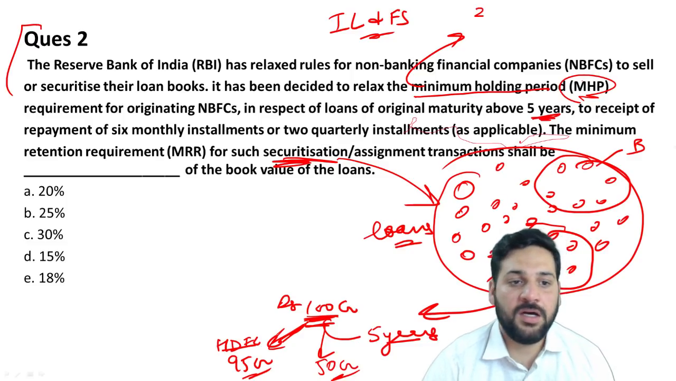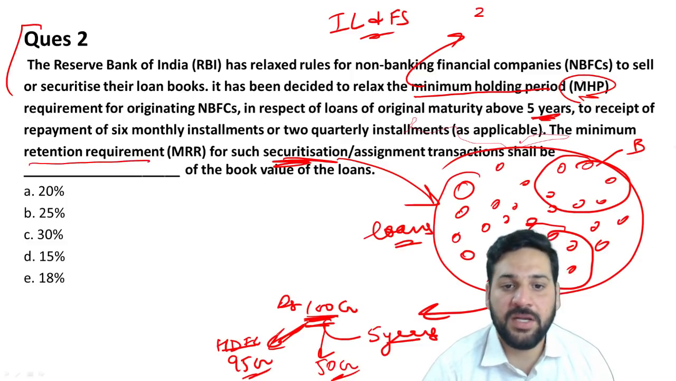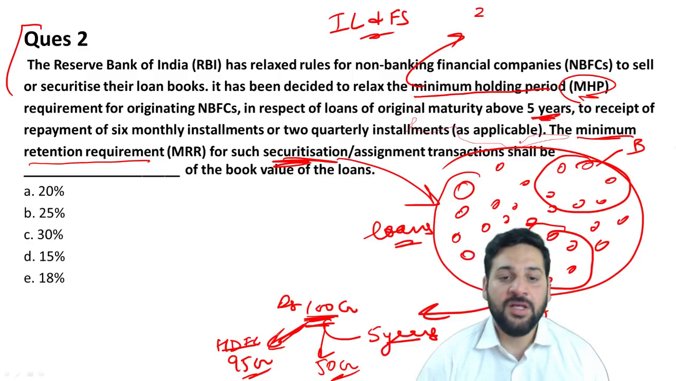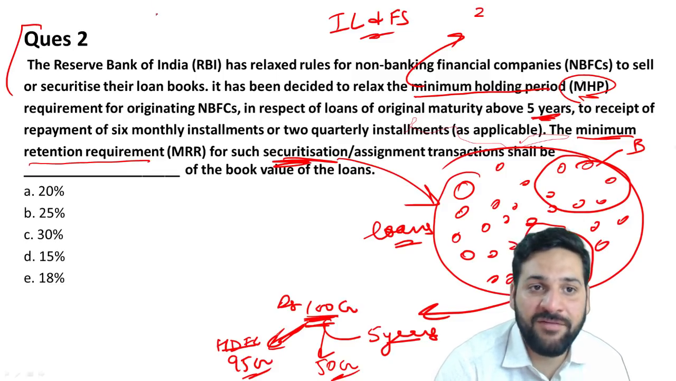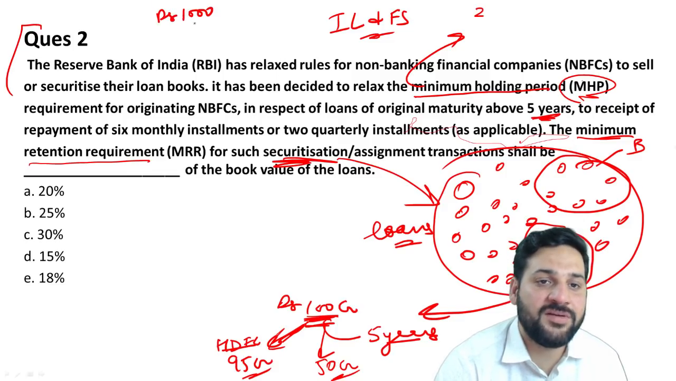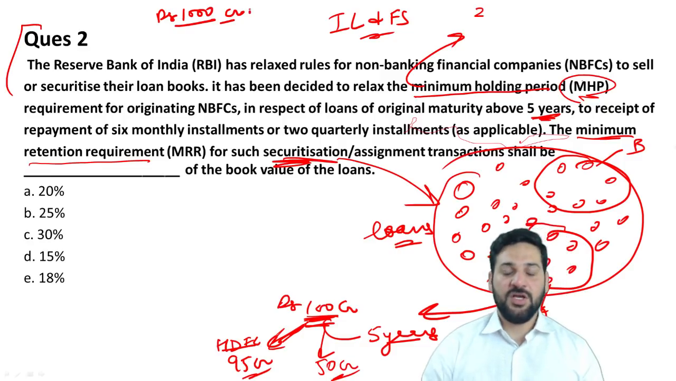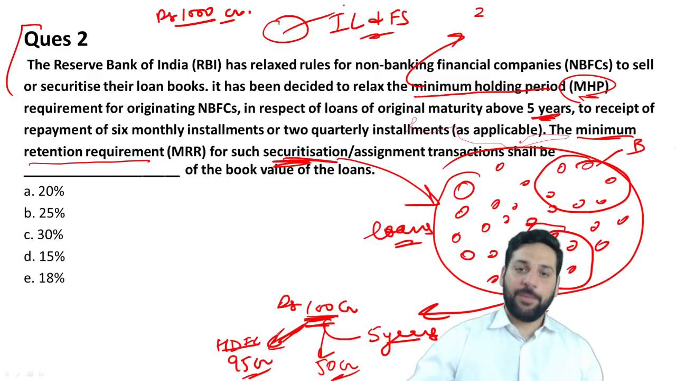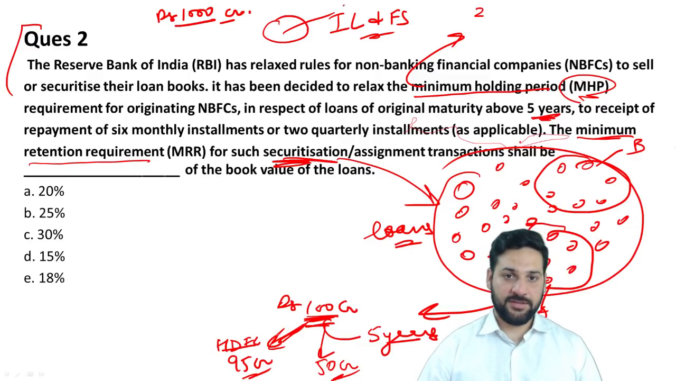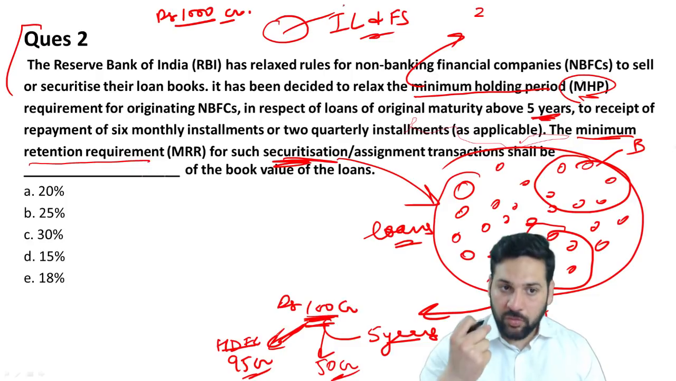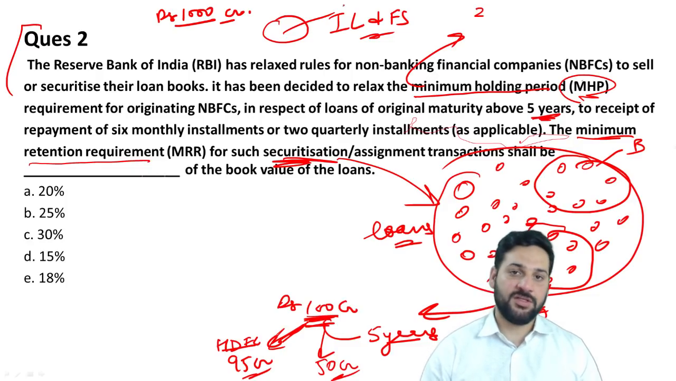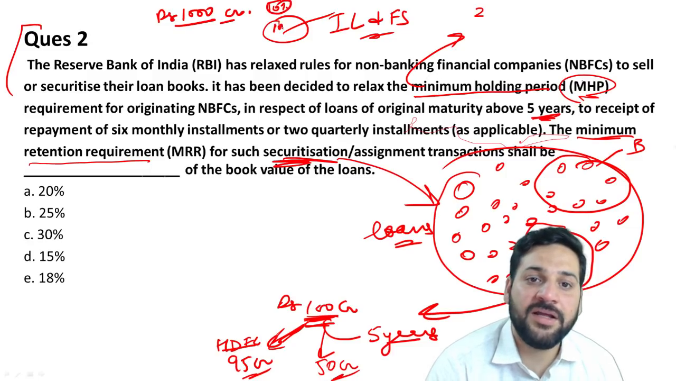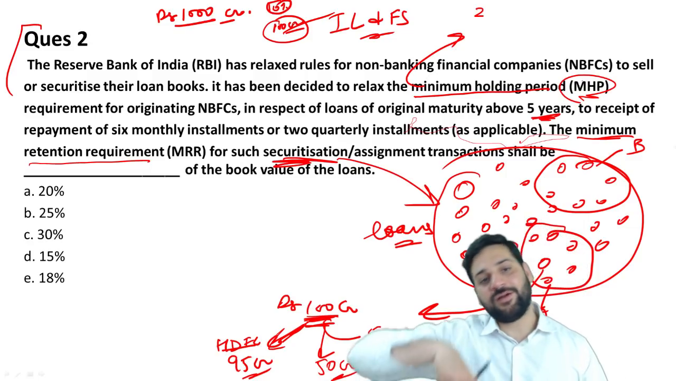The minimum retention requirement for such assignment transactions. Let's say you have disbursed 1,000 crores of loans as an NBFC. How many loans can you securitize and sell to a third party? You need to retain some loans. If the retention is 10%, you need to keep 100 crore rupees of loans with you. You cannot sell everything.